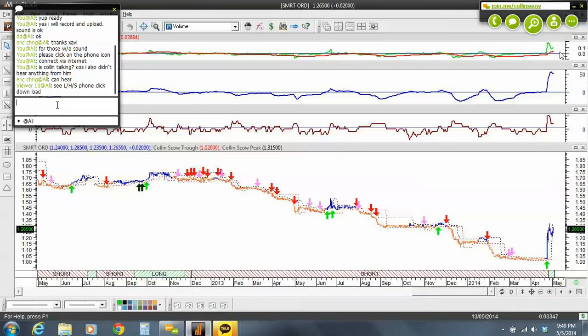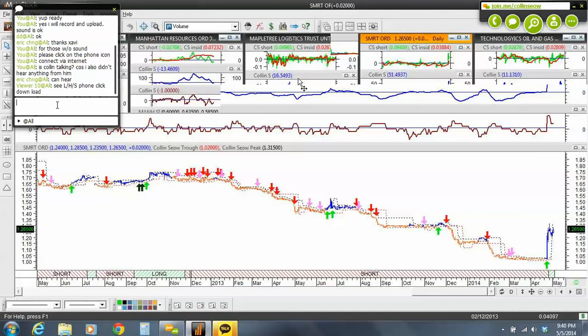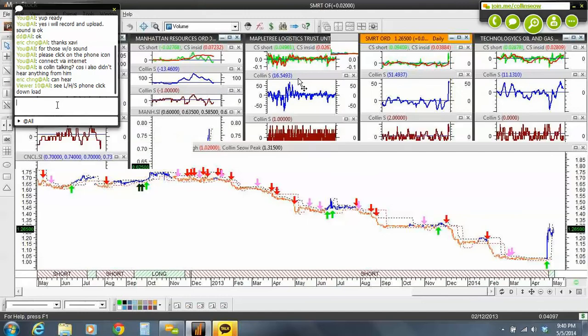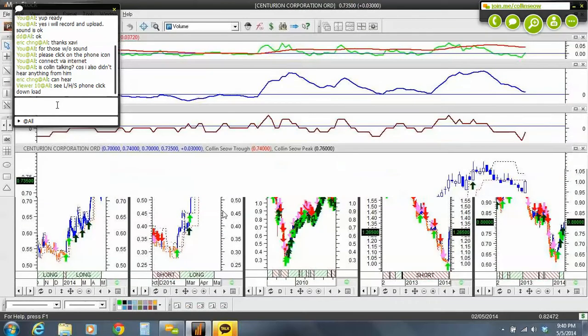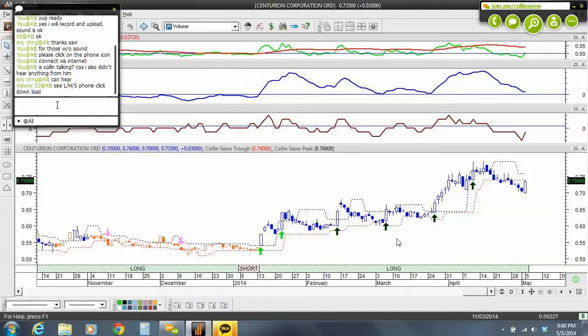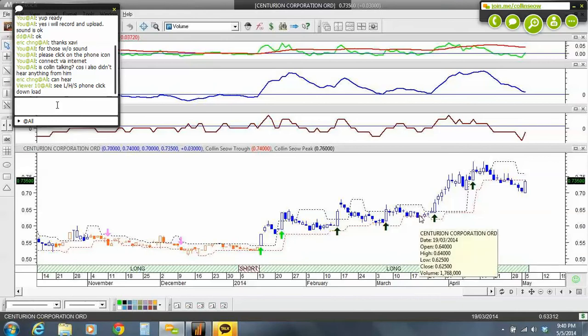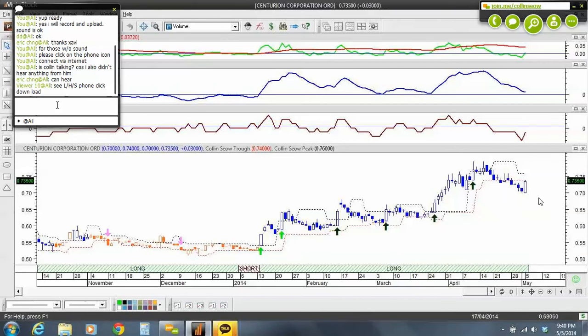We have SMRT, Manhattan Resources, Mapletree Logistics, Centurion, and Tech Oil Gas. So these are the 5 stocks that, either on the day or the week, are the strongest stocks. From this list where we have the strong stocks, then we look at the signals for the individual stocks.